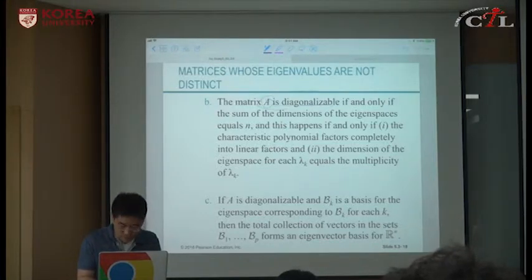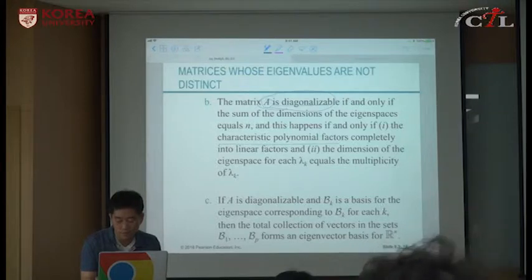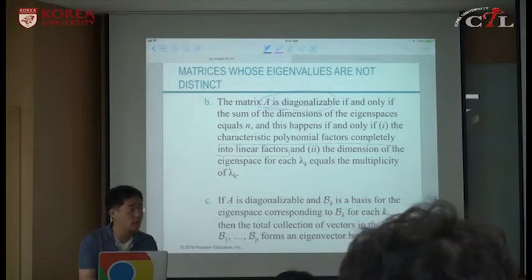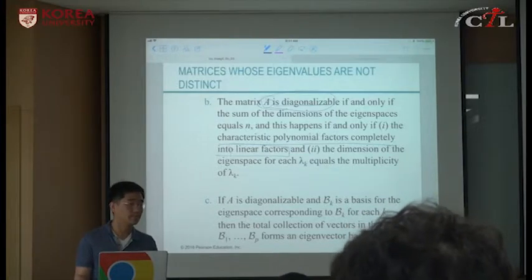So if your matrix A is diagonalizable, a necessary and sufficient condition is, first, that the characteristic polynomial factors completely into linear factors. So what does that mean?